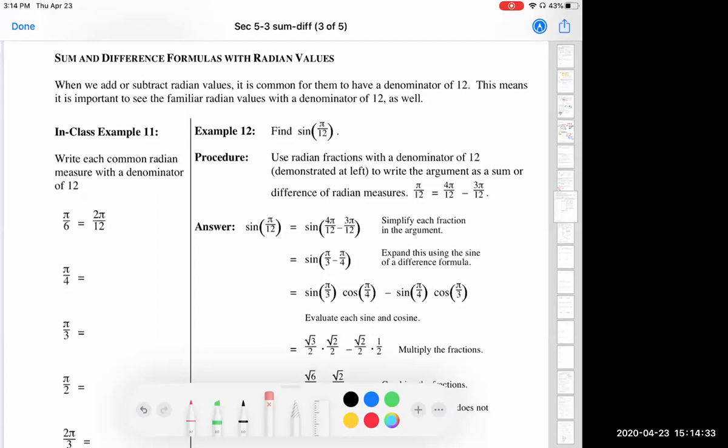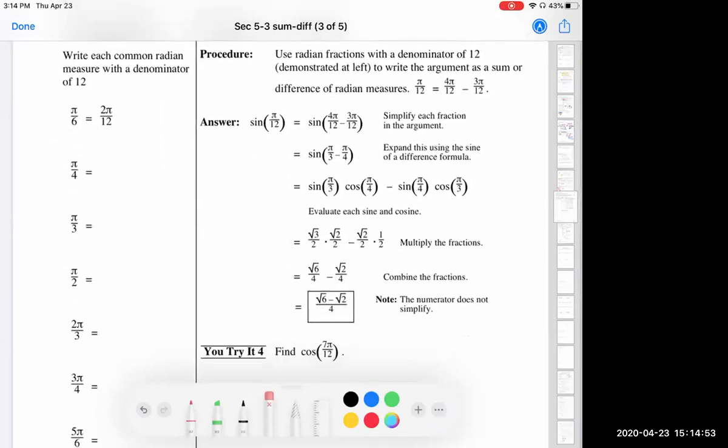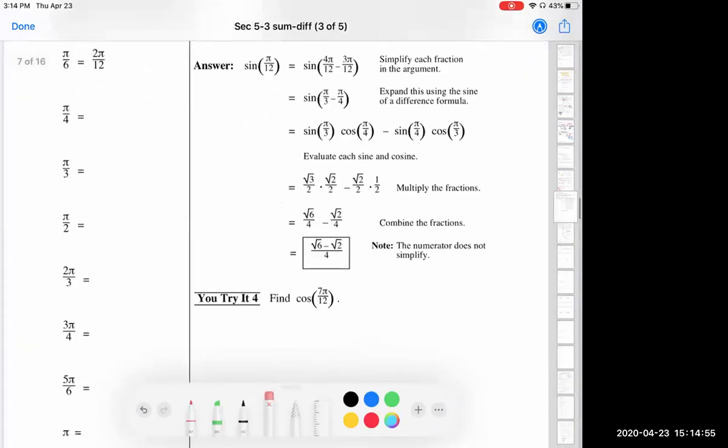So moving forward, when we add and subtract radian values, it is common for them to have a common denominator of 12. This means it is important to see the familiar radian values with the denominator of 12 as well. So in class example 11, write each common radian measure with a denominator of 12. And the reason why I want you to do this is because you can write them all with a denominator of 12, because they all have a denominator of 3, 4, and 6. So the lowest common denominator would be 12.